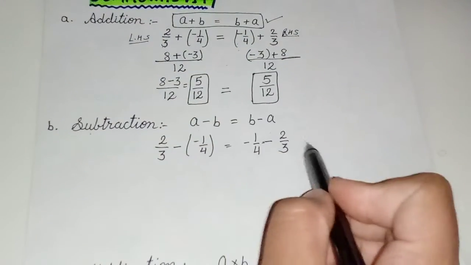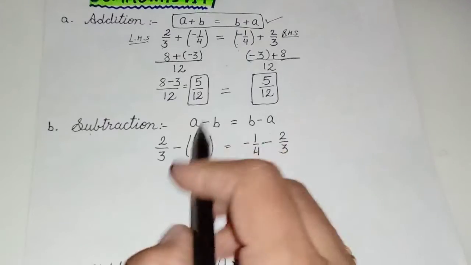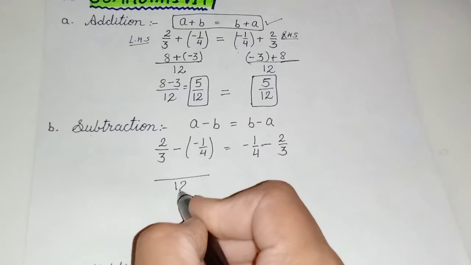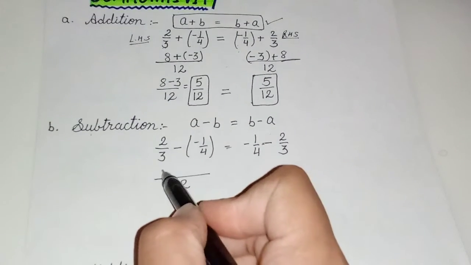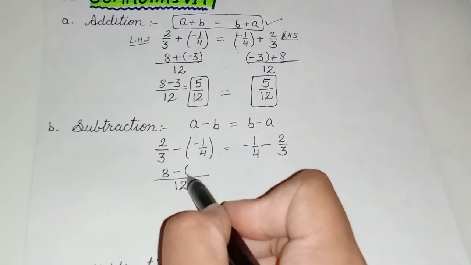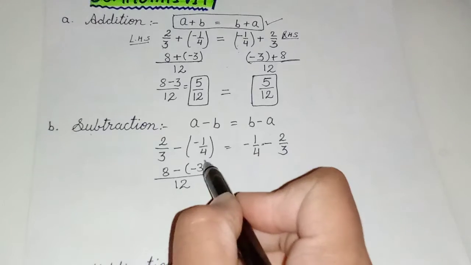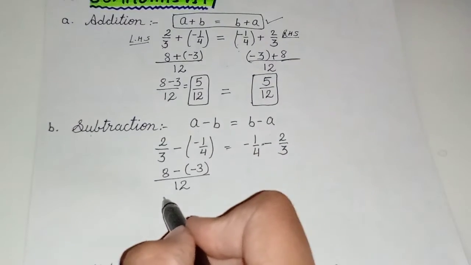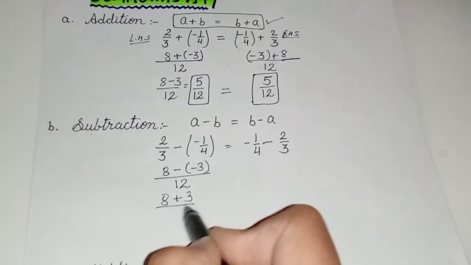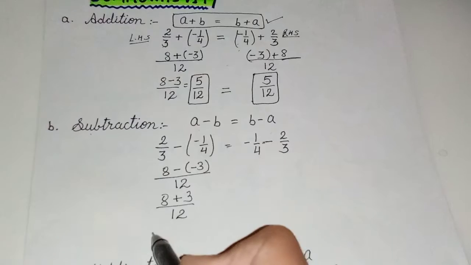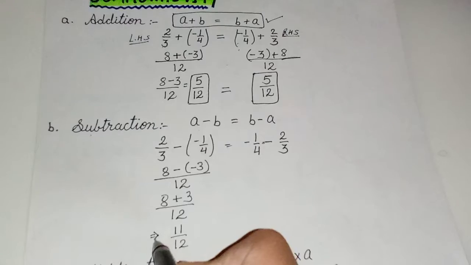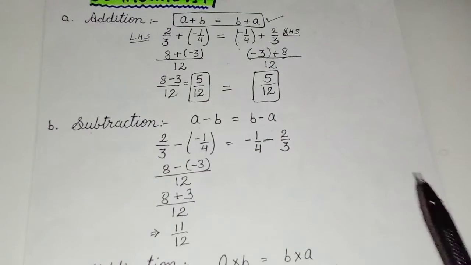The same rational numbers I have taken, but with minus subtraction now. So the same LCM 12, then it will become 8 minus 3. So here their difference will get 8 minus plus 3 upon 12, that is 11 upon 12. Okay, difference of these two rational numbers is 11 upon 12.